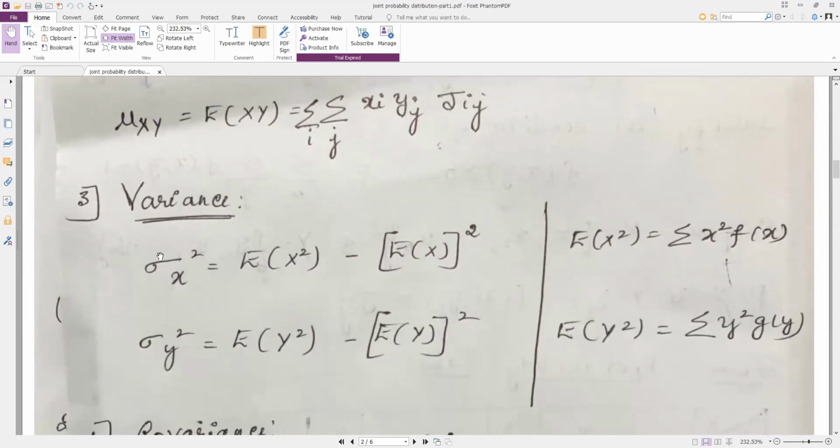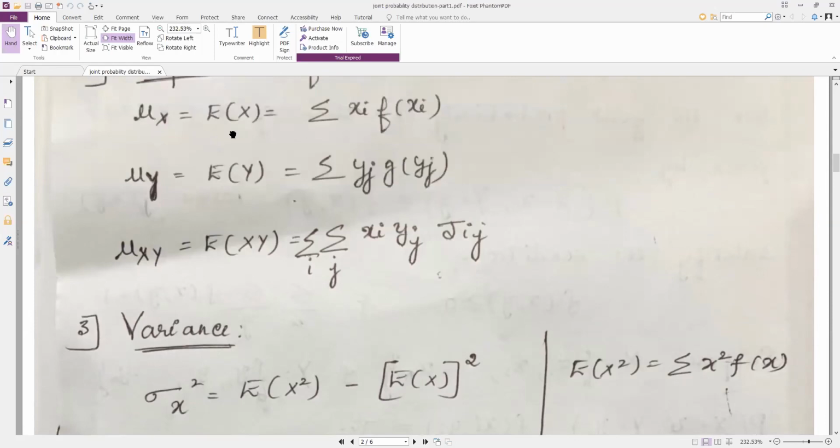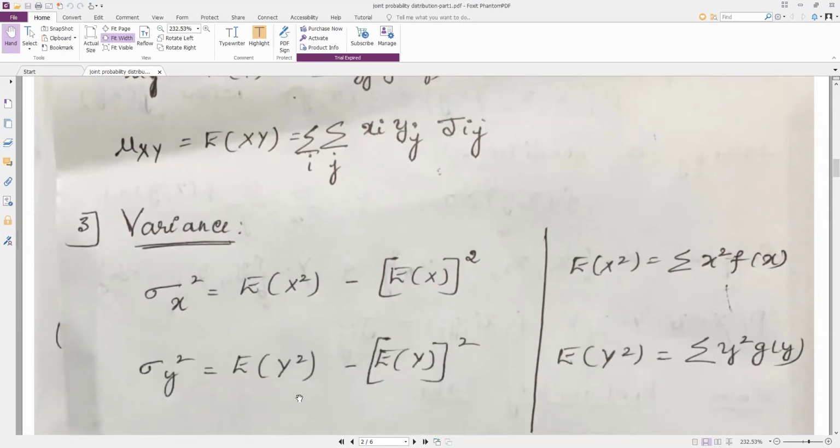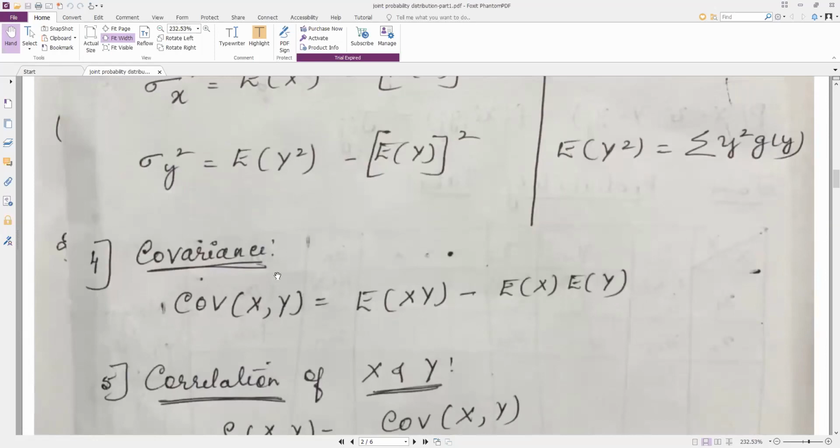Then variance. What is the formula for variance? Sigma x square is equal to expectation of x square minus expectation of x whole square. Expectation of x you will get from this, then take the square. And what do you mean by expectation of x square? Expectation of x square is nothing but sigma xi square into f of xi. See the difference? That's it. Similarly, the formula for y.